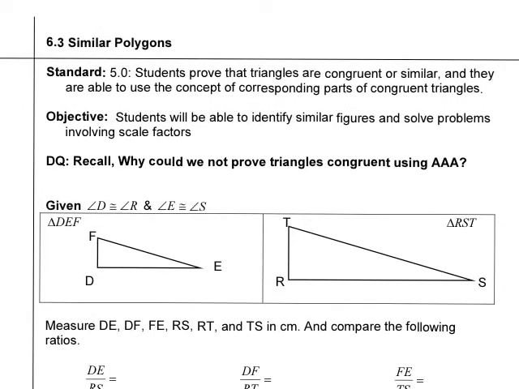Alright, 6.3 similar polygons. Objective: students will be able to identify similar figures and solve problems involving scale factor. So before we get started on this video, I want you to recall, why could we not prove triangles congruent using AAA? Why did that not work?